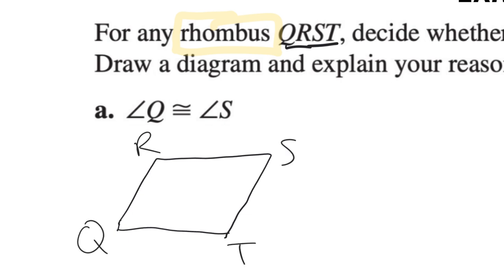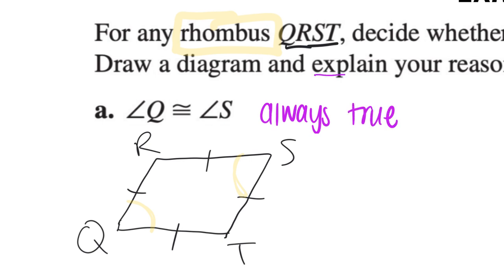QRST. This isn't the best diagram, but let's just pretend that this is a rhombus. So that would mean that all four sides have to be congruent. So we're going to decide whether this is always true or sometimes true. Angle Q is congruent to angle S. So that would be this angle here and this angle here. Because this is a parallelogram, those angles would absolutely have to be congruent. It doesn't matter that this is a rhombus, they're still congruent because this is a parallelogram. So this one would be always true.